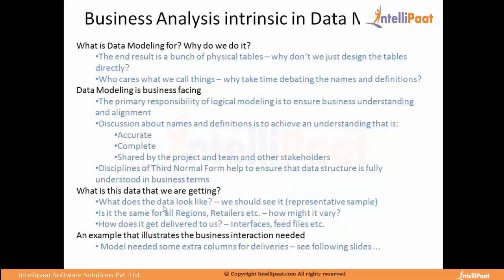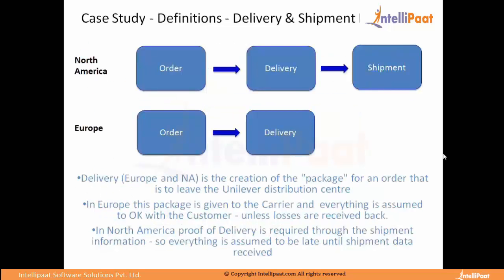So what does it look like? I just want to show you a small case study. Consider any retail company working globally, for example in North America and Europe. The process of order should be the same: you have order, delivery, shipment, and it is the same in Europe. But now see what the concept of delivery is in Europe and what it is in North America.